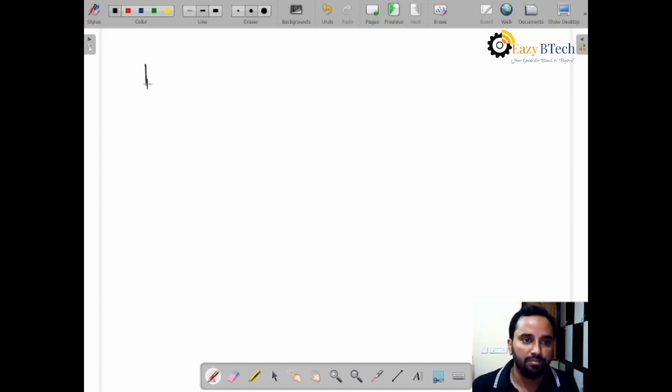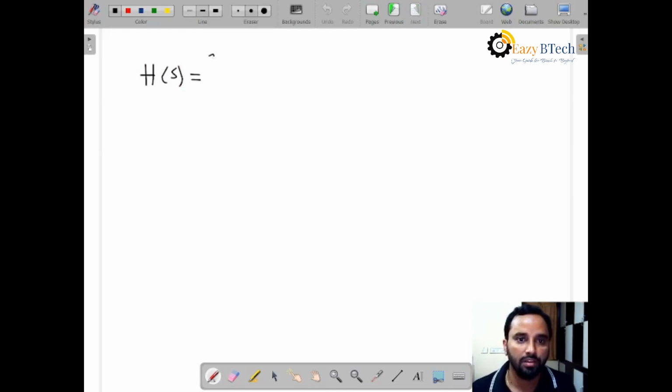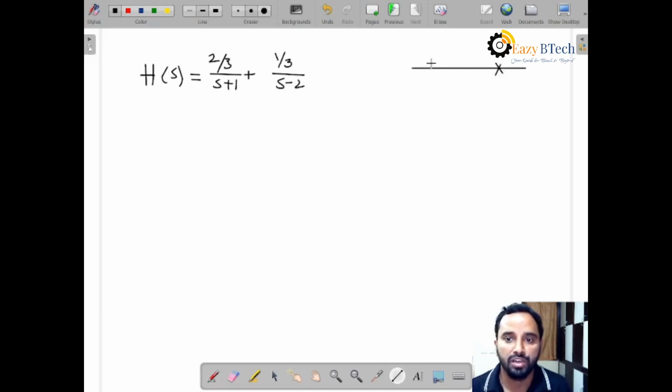Let's write H of s now. H of s is equal to the A value. What is the A value? 2 by 3. B value 1 by 3. So 2 by 3 by s plus 1, and B value 1 by 3 by s minus 2. Okay. So here we have two poles. One is at minus 1, another one is at plus 2. One pole at 2, another pole at minus 1.